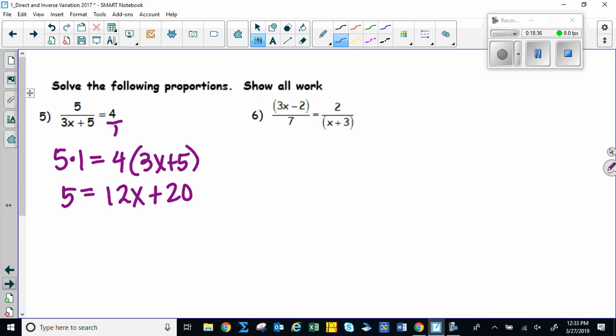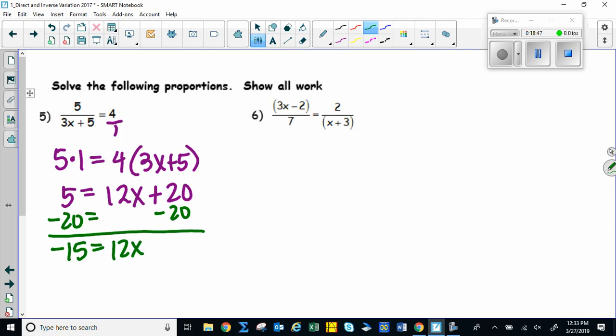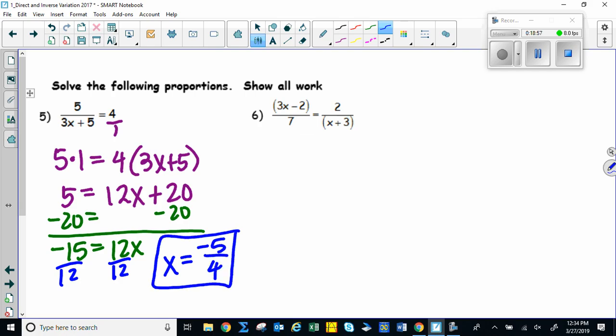Now I've got a two-step equation. So I'm going to subtract 20, and I have negative 15 equals 12x. And we're going to divide by 12. So x equals, let's see. Good. Now, I want to talk for just a minute about what answers we can keep and what we can't keep.